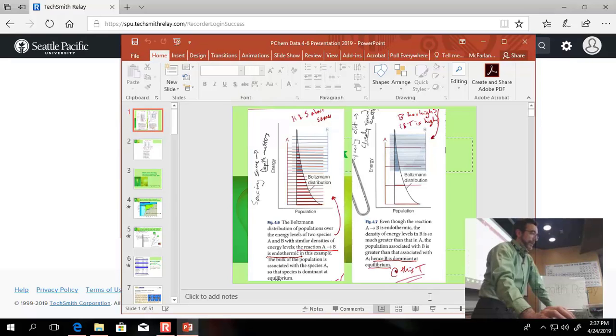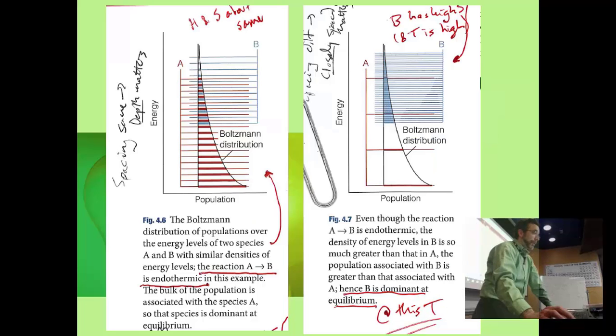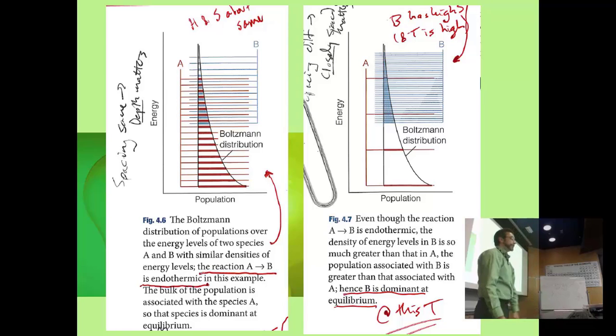Okay, so to finish out chapter 4, what I want to do is go through the Boltzmann figures that they have right here. There are two different situations that they show for the Boltzmann figures. This one shows the difference between an endothermic and an exothermic reaction. So you want to put these together. This has a very clear picture of the Boltzmann distribution right here.